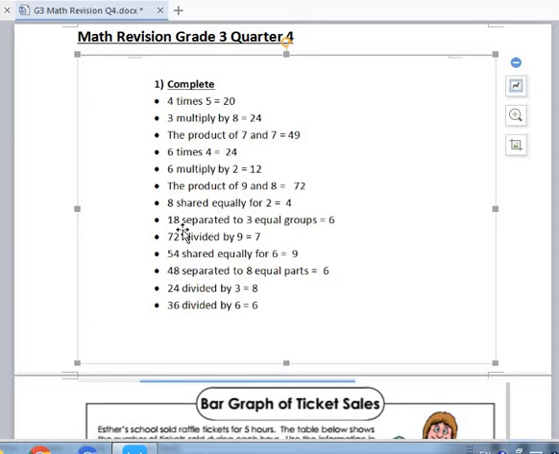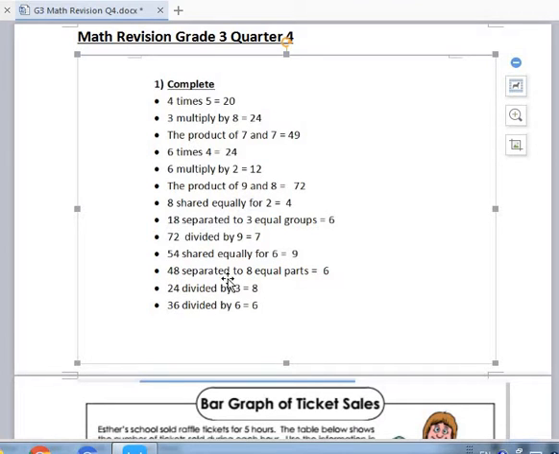Here 18 are separated to 3 equal groups. So 18 separated to 3, so it's 18 divided by 3 will give me 6. 54 shared equally for 6. When I say shared equally means divided. 54 divided by 6 equal 9.